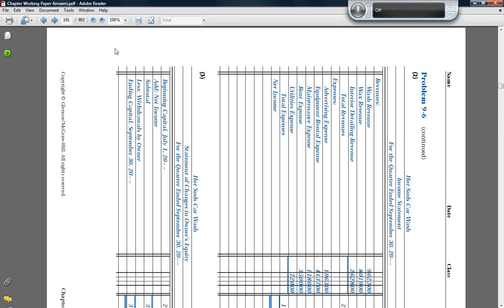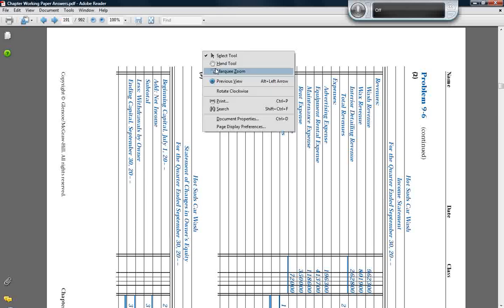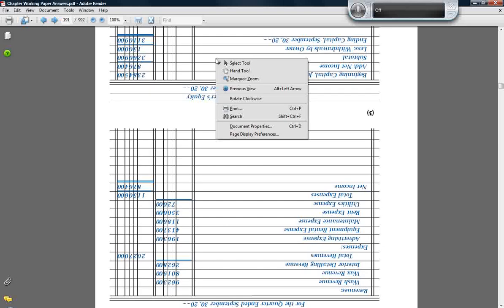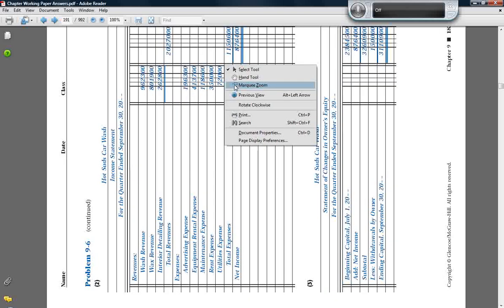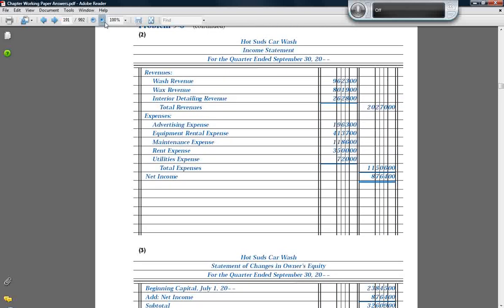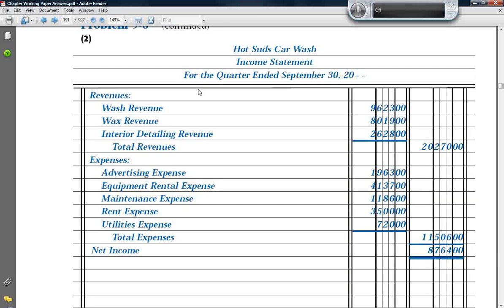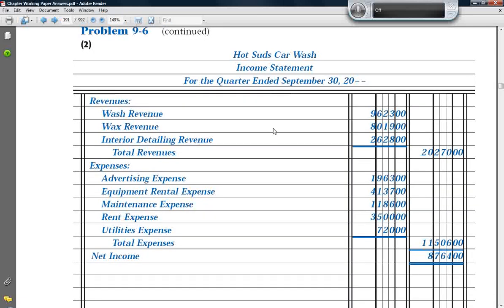Okay, I then go to my income statement. Okay, so this is for the who, the what, and the when, the Hot Suds Car Wash. My income statement is for the quarter ended September 30th. So again, we already know what net income is. I know I should have $8,764 as net income.